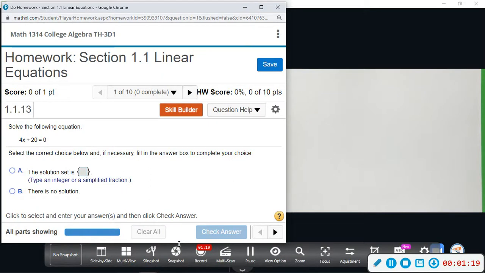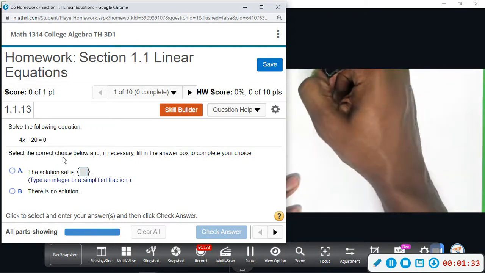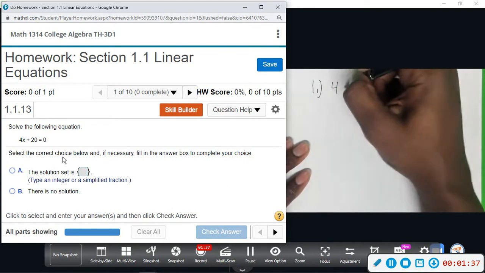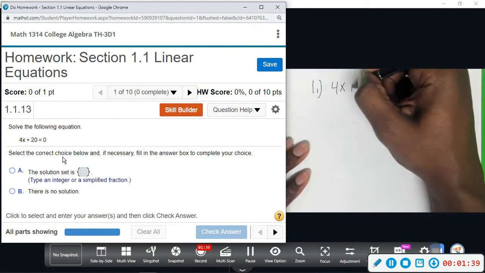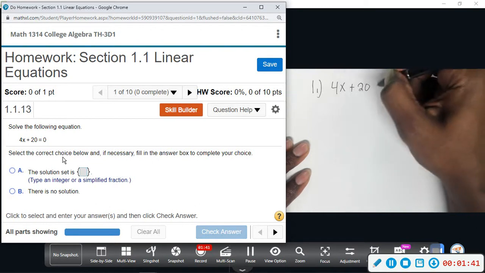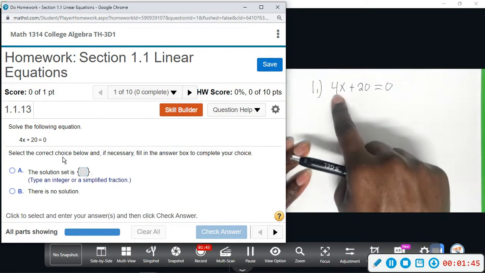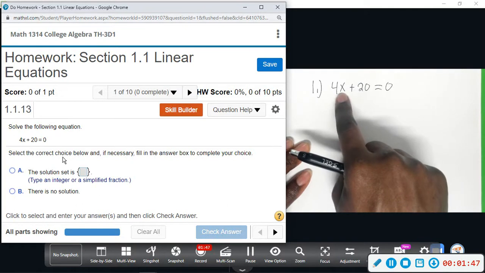Alright, so problem number 1 just wants us to solve the equation. You need to know the order of operations. We need to go backwards and figure out what x needs to be so that this equation is equal to 0. So we write down 4x plus 20 equals 0. We're going to work backwards. We're going to get rid of everything and leave x alone.